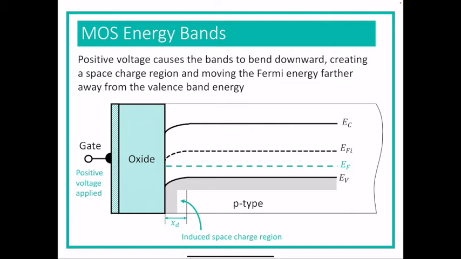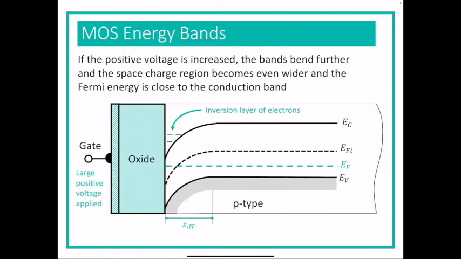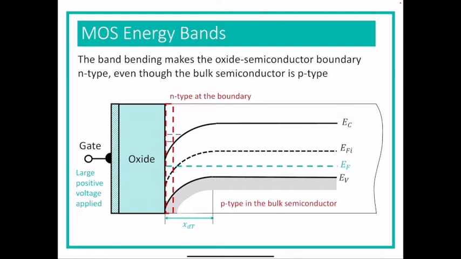But you can imagine that if we apply more voltage, we would have a larger space charge region, and also the bands would bend further downwards, which is indeed what happens. And at the very junction between the semiconductor and the oxide, we actually get a material that looks N-type because there are electrons and the conduction energy is closest to the Fermi energy right at that point. So we end up with N-type at the boundary between the semiconductor and the oxide, and P-type in the bulk semiconductor.